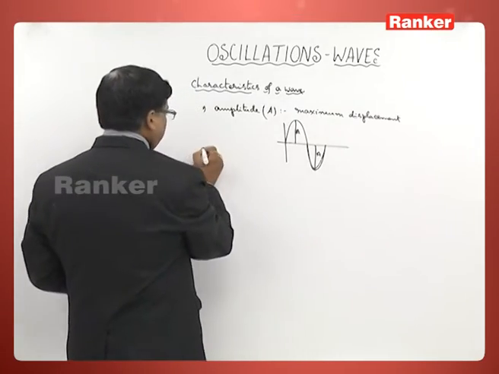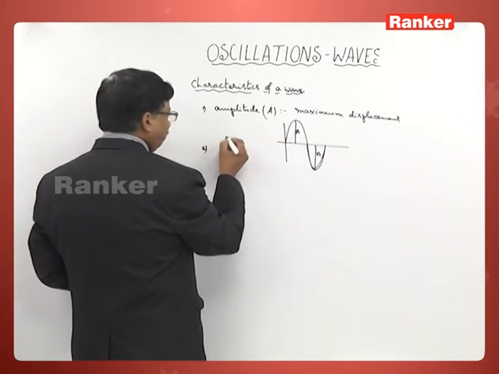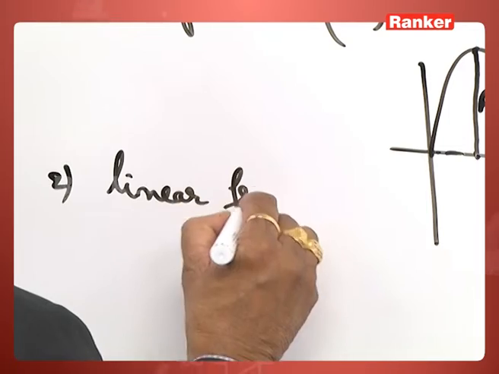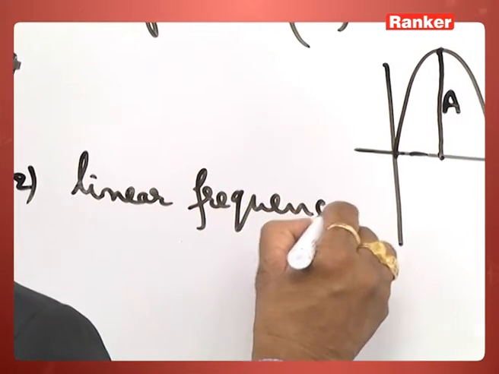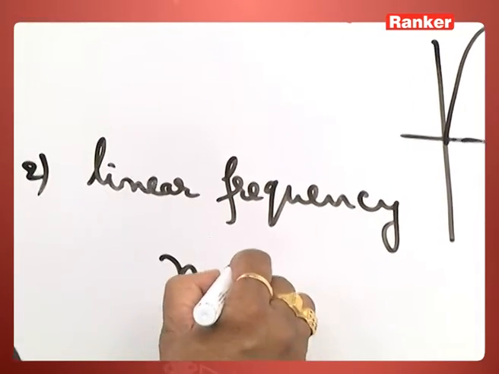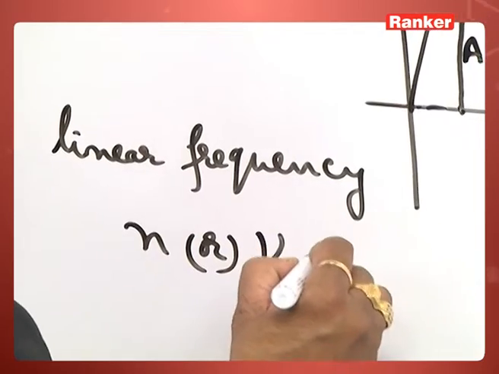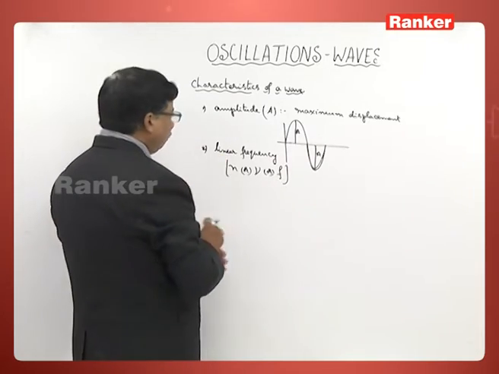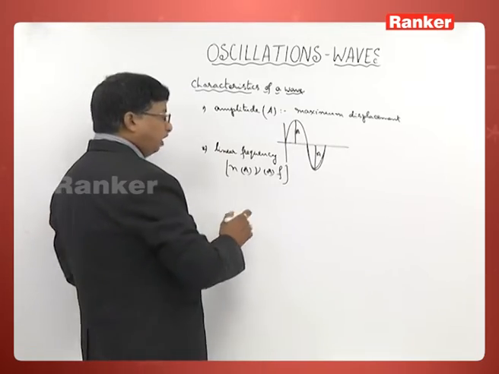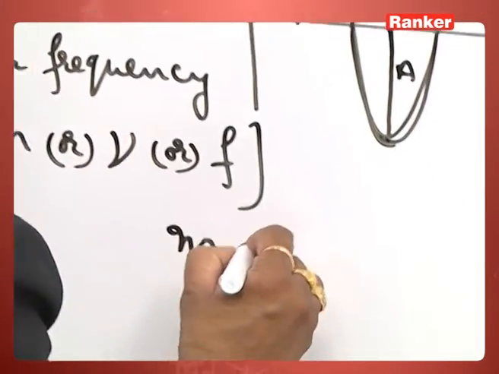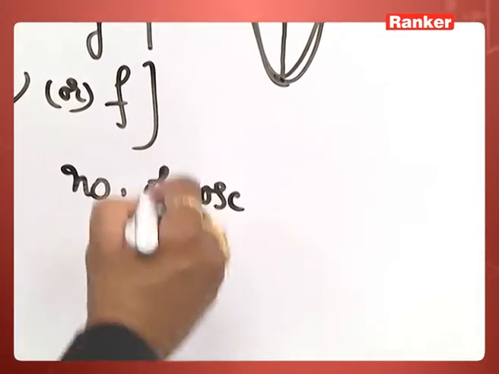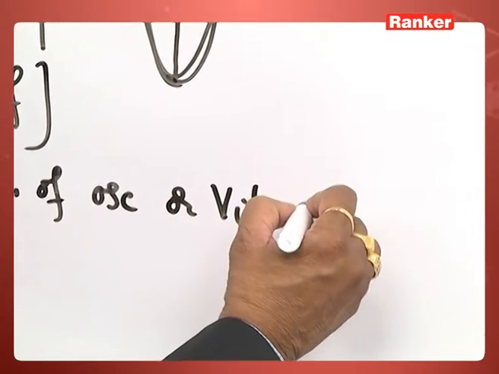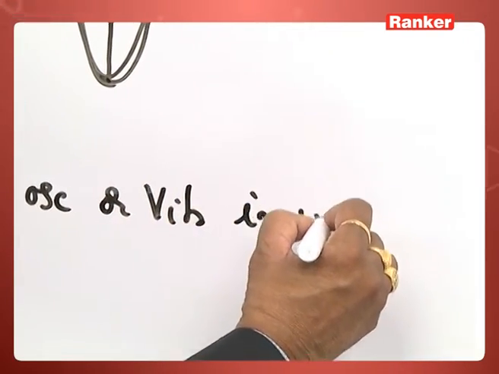Now, come to the second characteristic. That is what we call linear frequency. This linear frequency, we can represent it with n, or nu, or f. So, linear frequency is nothing other than the number of oscillations or vibrations made by a body in unit time.